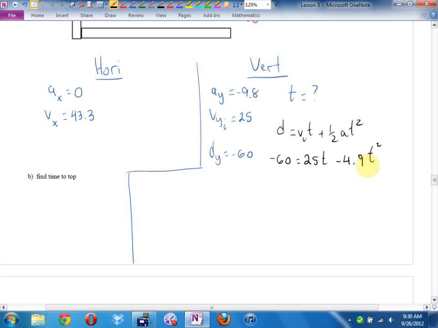The easiest way to make this equal to 0 would be to add the 60 over, except from personal experience, I make dumb mistakes when the quadratic term has a negative in front of it. So I'm going to move the 4.9t squared over to make it positive, and I'm going to subtract the 25t. It's a preference. It's not wrong to add the 60 over. It's less work. But I just make dumb mistakes when my squared term has a negative in front of it. So I'm going to rewrite it like this: positive 4.9t squared minus 25t minus 60 equals 0.